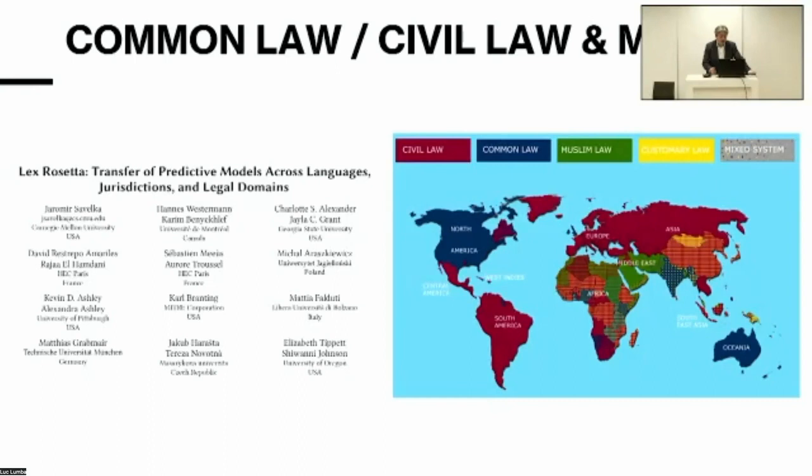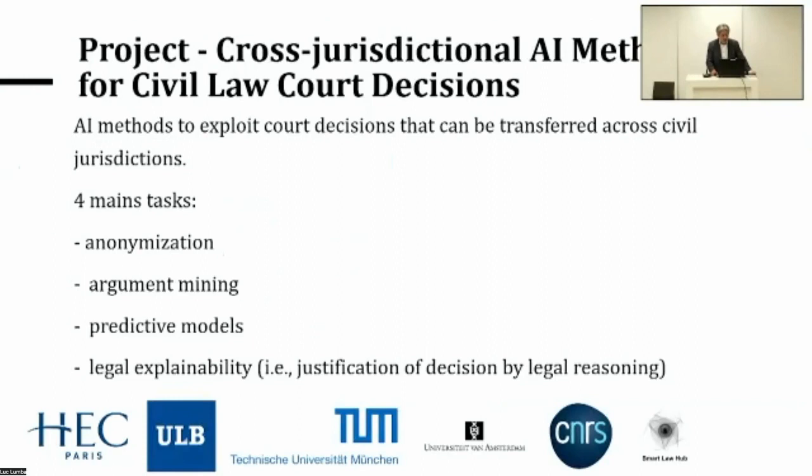So that's why we are now trying to develop, and we have a project that we started on cross-jurisdictional AI methods for civil law court decisions, with 4 main tasks for which we would like to develop specific models for civil law countries: anonymization, argument mining, predictive models, and legal explainability, including the justification of decision by legal reasoning. And that is, of course, the touchiest issue, because it's quite complex to do.